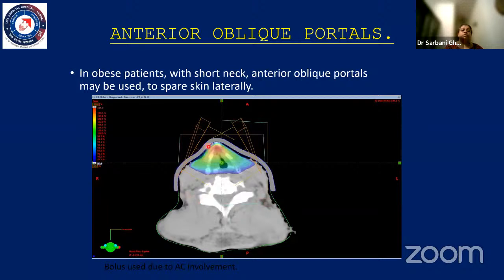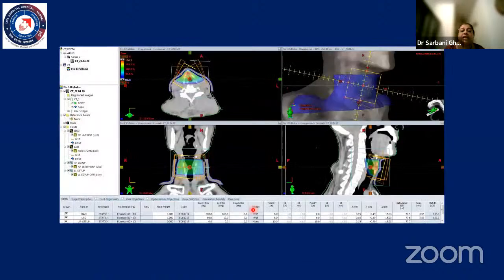We use a bolus to compensate for the missing tissue at this level, as well as build up the dose at the level of the anterior commissure. Use appropriate wedges at this level. Even though this is a conventional technique, we do use the CT for adequate and appropriate planning. And this is the kind of distribution that you get, and the wedges and the bolus that you would need to use.